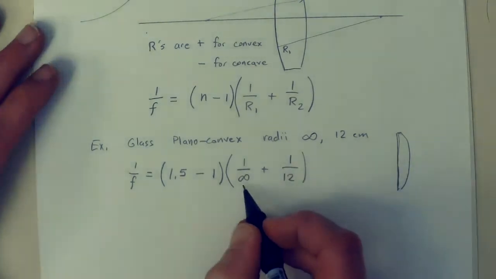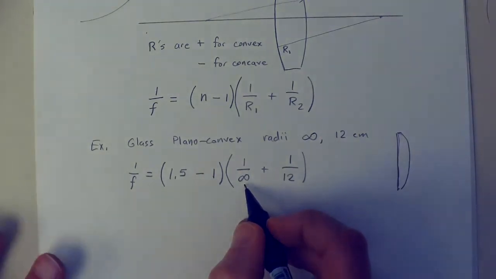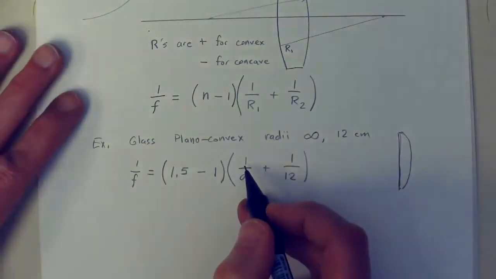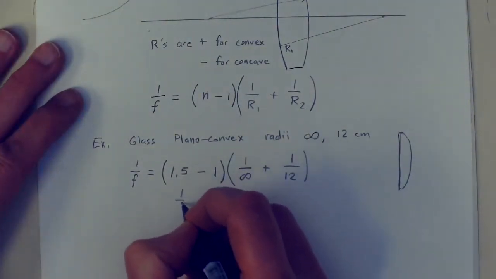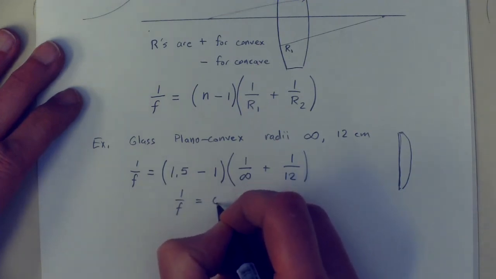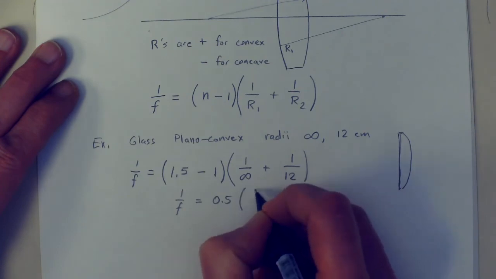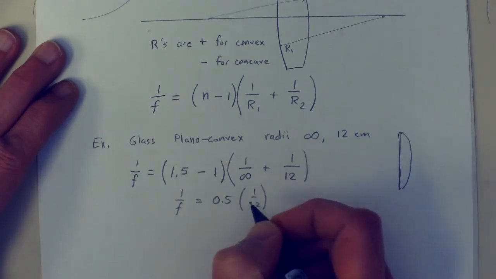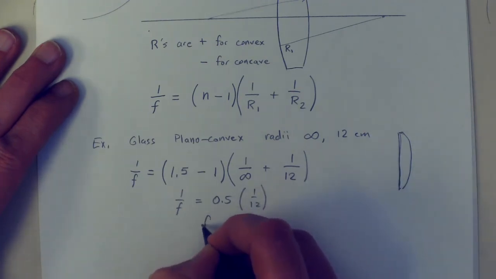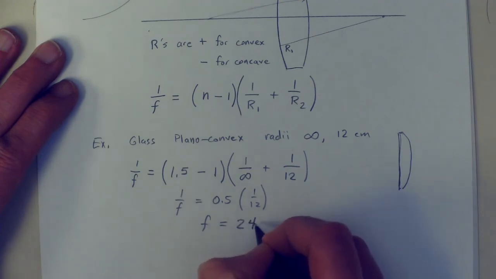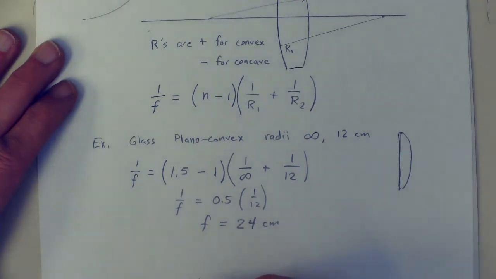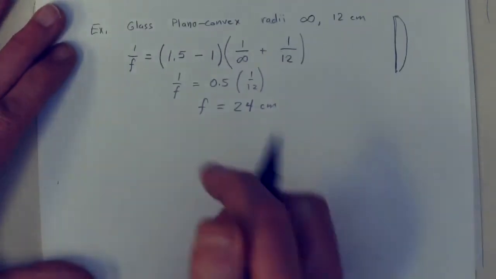1 over infinity is 0, essentially. You can ignore that term entirely. And so this 1/f is just 0.5, that's 1.5 minus 1, times 1/12. And from that, we get a focal length of 24 centimeters. Okay, that's one example. Here's another quick one.